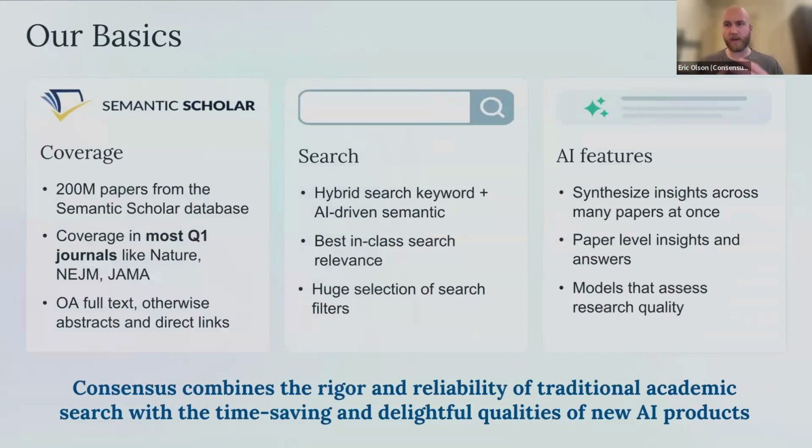To just go one level deeper to give you all some important details about Consensus. So what is in Consensus? The starting point is a database of about 200 million academic research papers from the Semantic Scholar database. This includes coverage in most of the highest impact Q1 journals that most people have all probably heard of.